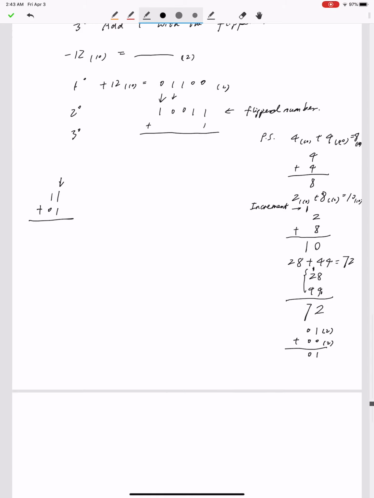So here we have 1 plus 1, the result is 2 in decimal numbers, but for binary numbers, the result should be 1, 0, right? So we have an increment for the previous digit. And then we sum these 3 digits together. That is 1 plus 1 plus 0. Here we have another increment, right? Because 1 plus 1 is larger than 1. So the final result is 1, 0. Right?